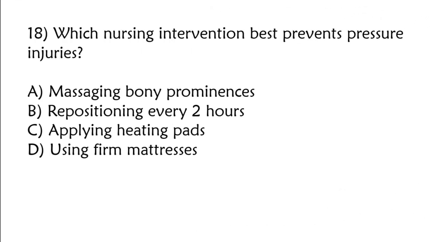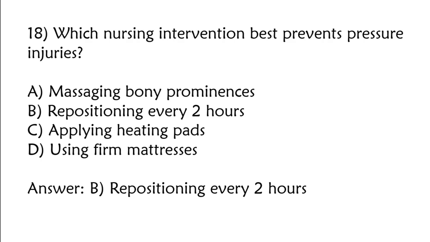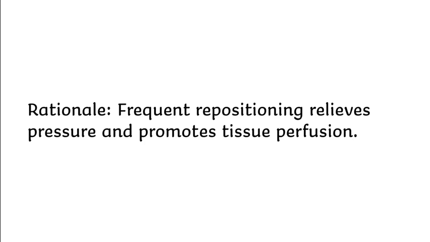Which nursing intervention best prevents pressure injuries? Correct answer is B. Repositioning every 2 hours. Rationale: frequent repositioning relieves pressure and promotes tissue perfusion.